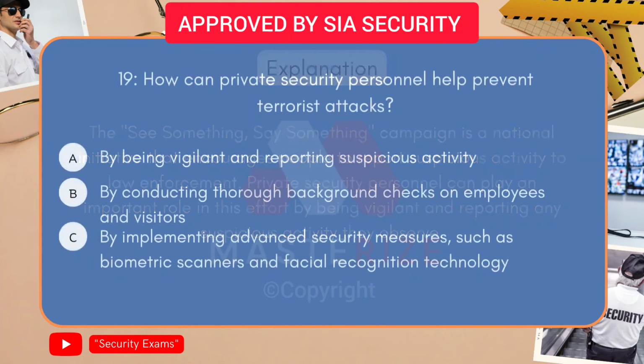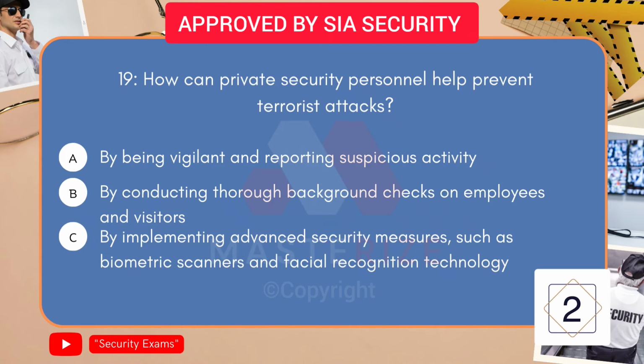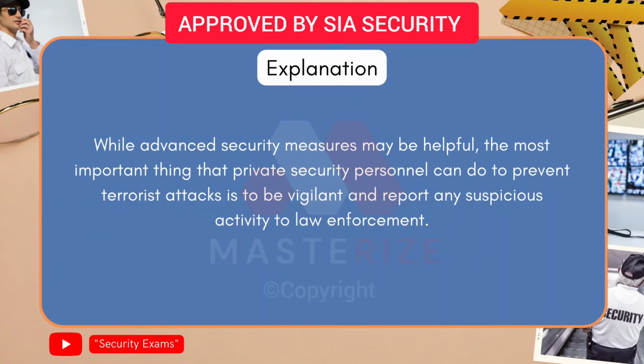How can private security personnel help prevent terrorist attacks? By being vigilant and reporting suspicious activity, by conducting thorough background checks on employees and visitors, by implementing advanced security measures such as biometric scanners and facial recognition technology. Answer: by being vigilant and reporting suspicious activity. Explanation: while advanced security measures may be helpful, the most important thing that private security personnel can do to prevent terrorist attacks is to be vigilant and report any suspicious activity to law enforcement.